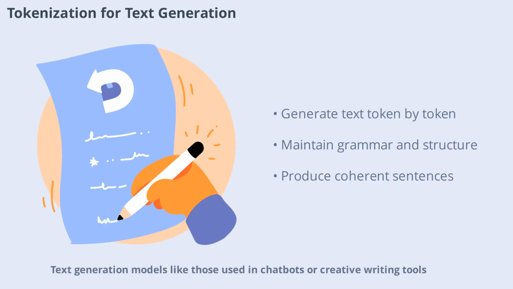Text generation models, like those used in chatbots or creative writing tools, rely on tokenization to produce coherent sentences. By generating tokens one at a time, these models can create text that flows naturally and makes sense in context. Tokenization ensures that generated text maintains proper grammar and structure.